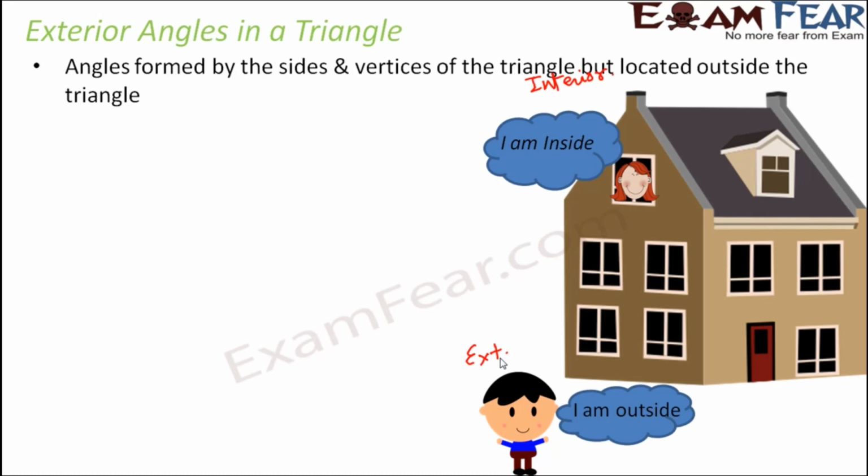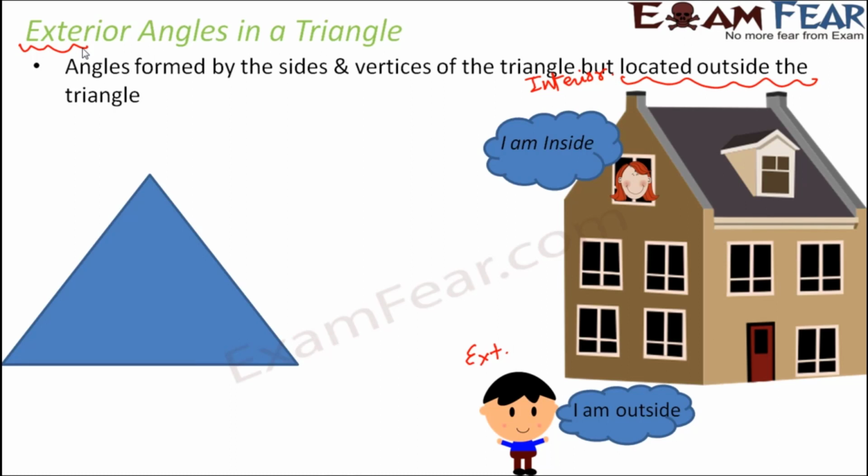the triangle. So when we try to define exterior angles, these are the angles which are formed by the sides and vertices of the triangle, but they are located outside the triangle. So that is why they are called exterior. Exterior is derived from the word external. External means outside. So let us look at this triangle.